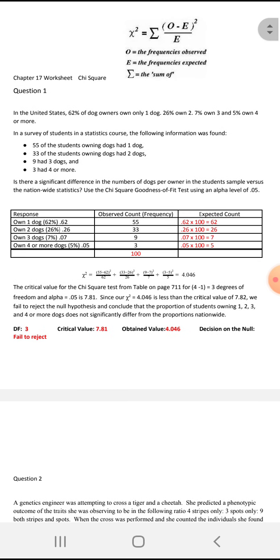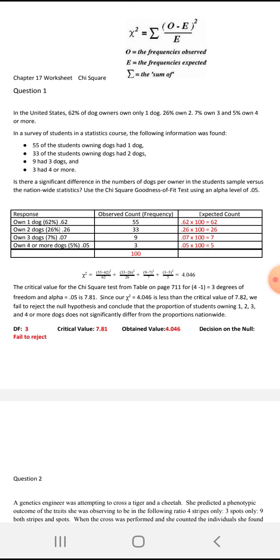So, in the United States, 62% of dog owners own only one dog. 26% own two, 7% own three, and 5% own four or more. All right, that is population data.